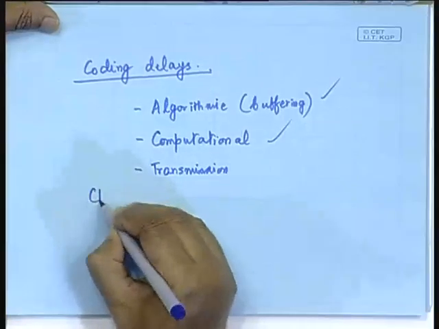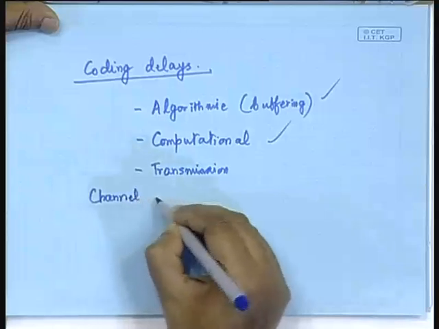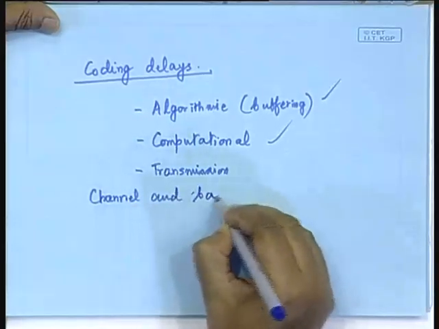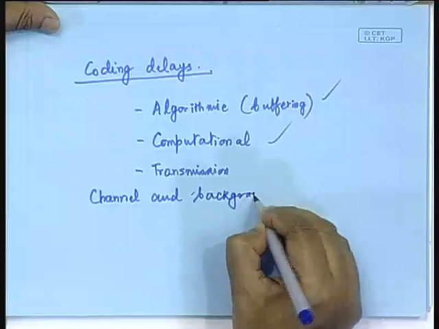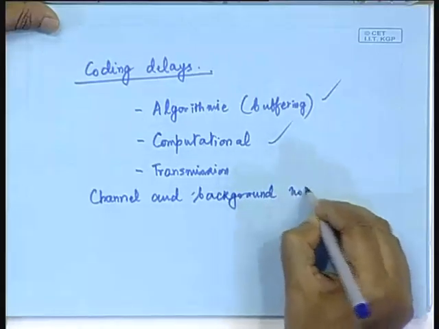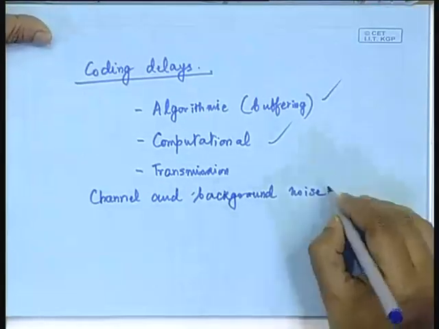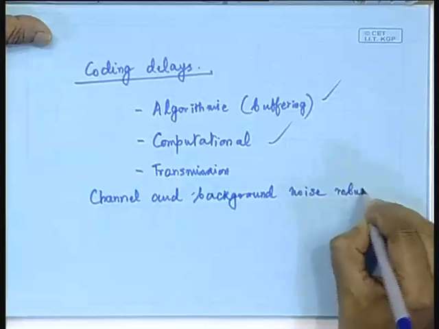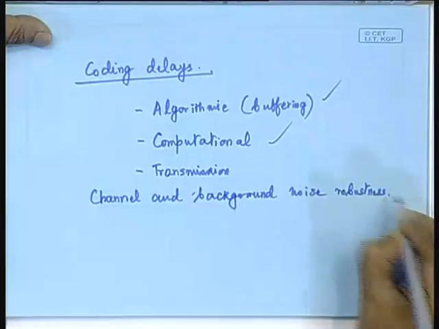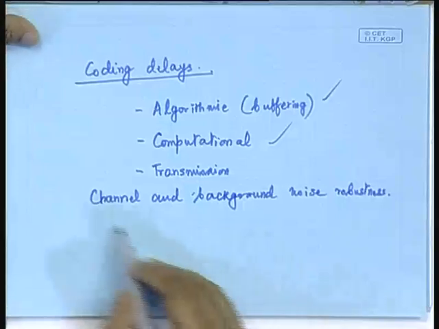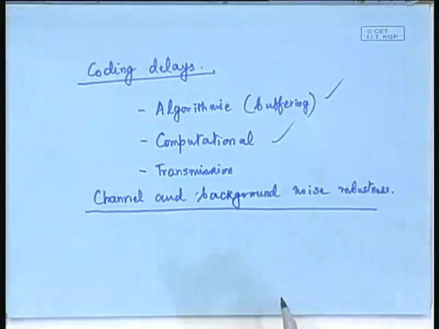And then while designing the speech coders, one should also take into consideration the channel and the background noise. Whatever encoders we design should be adequately robust against these. So, channel and background noise robustness becomes a very important consideration.